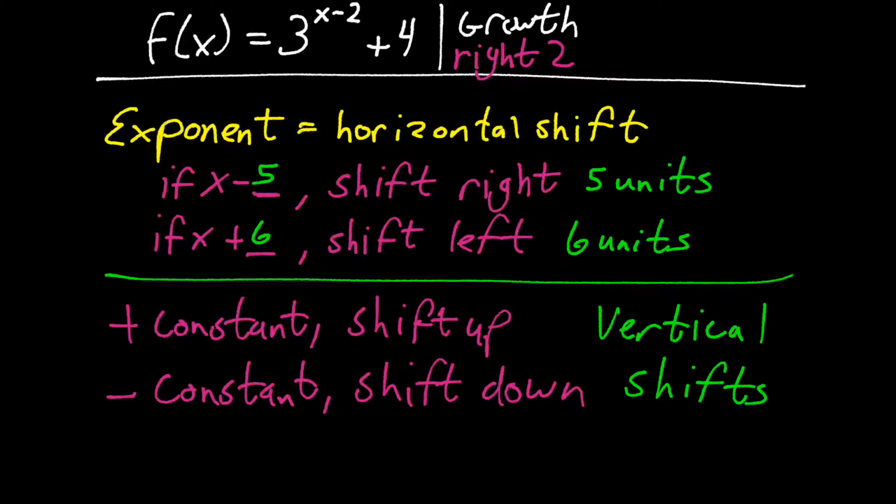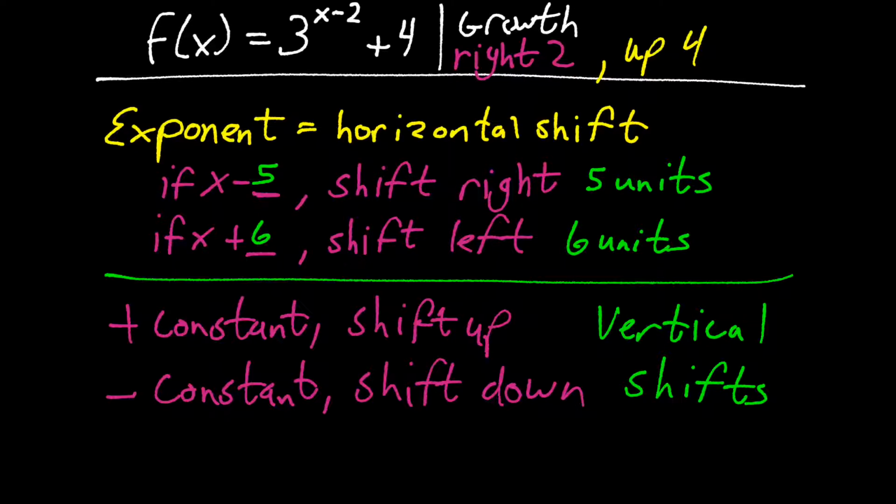And then, since after the base and exponent we have a +4, that's plus a constant. So I'm going to shift up 4 units. So we go to the right 2, and then we go up 4. And that's how we can tell, just by looking at this, not even having to graph it, whether it's growth or decay, all based on the base. It shifts to the right 2 because this is a -2 up here. And then it goes up 4 because we have a +4.